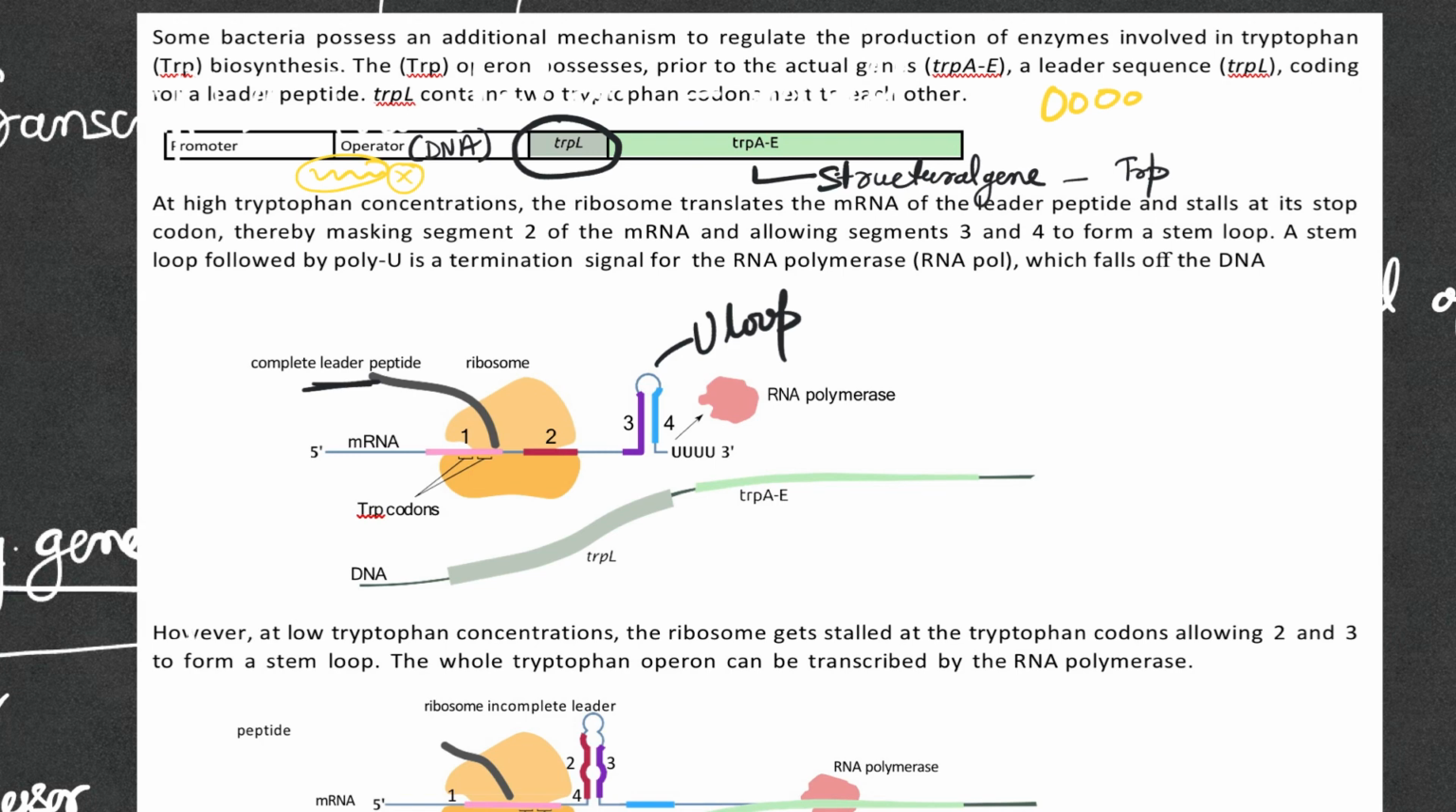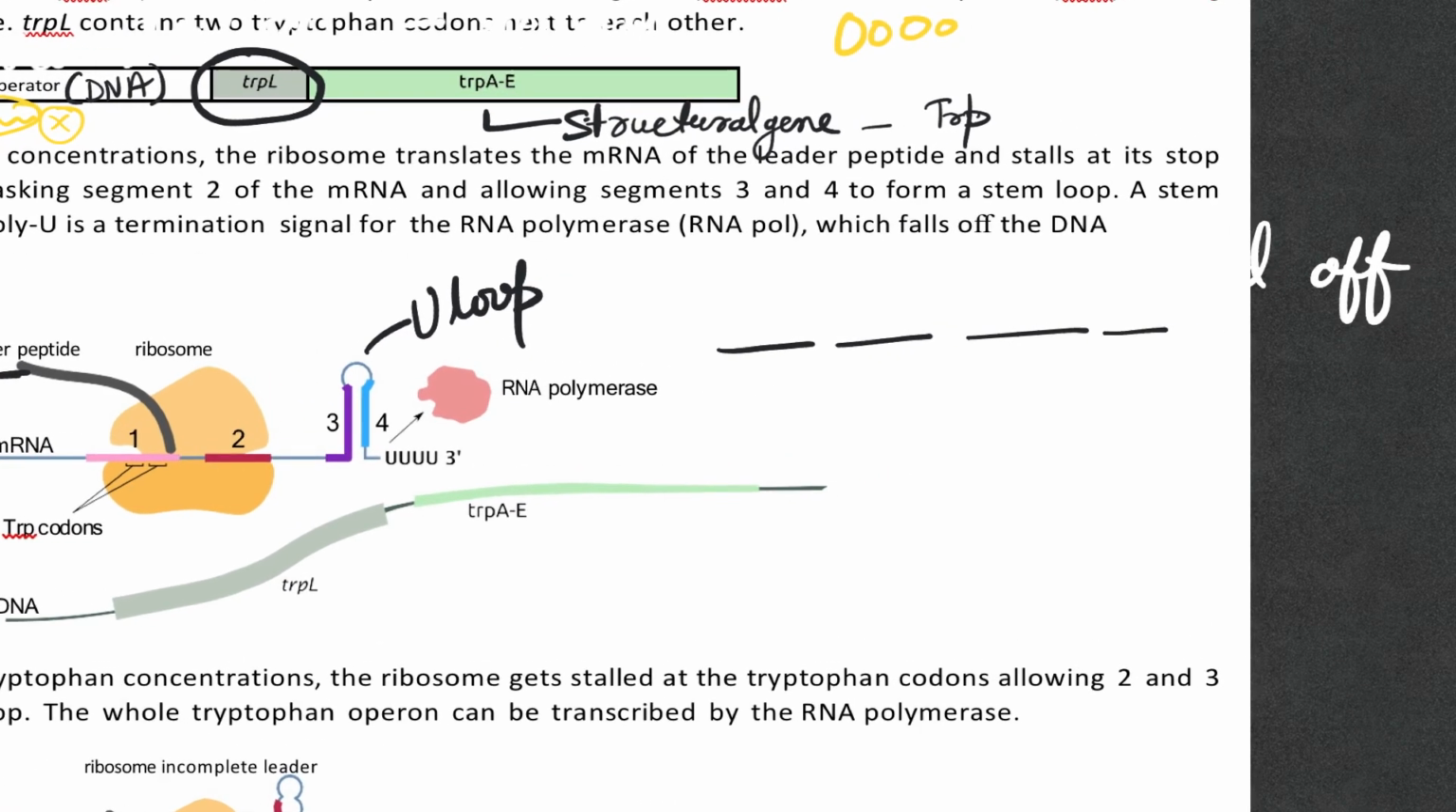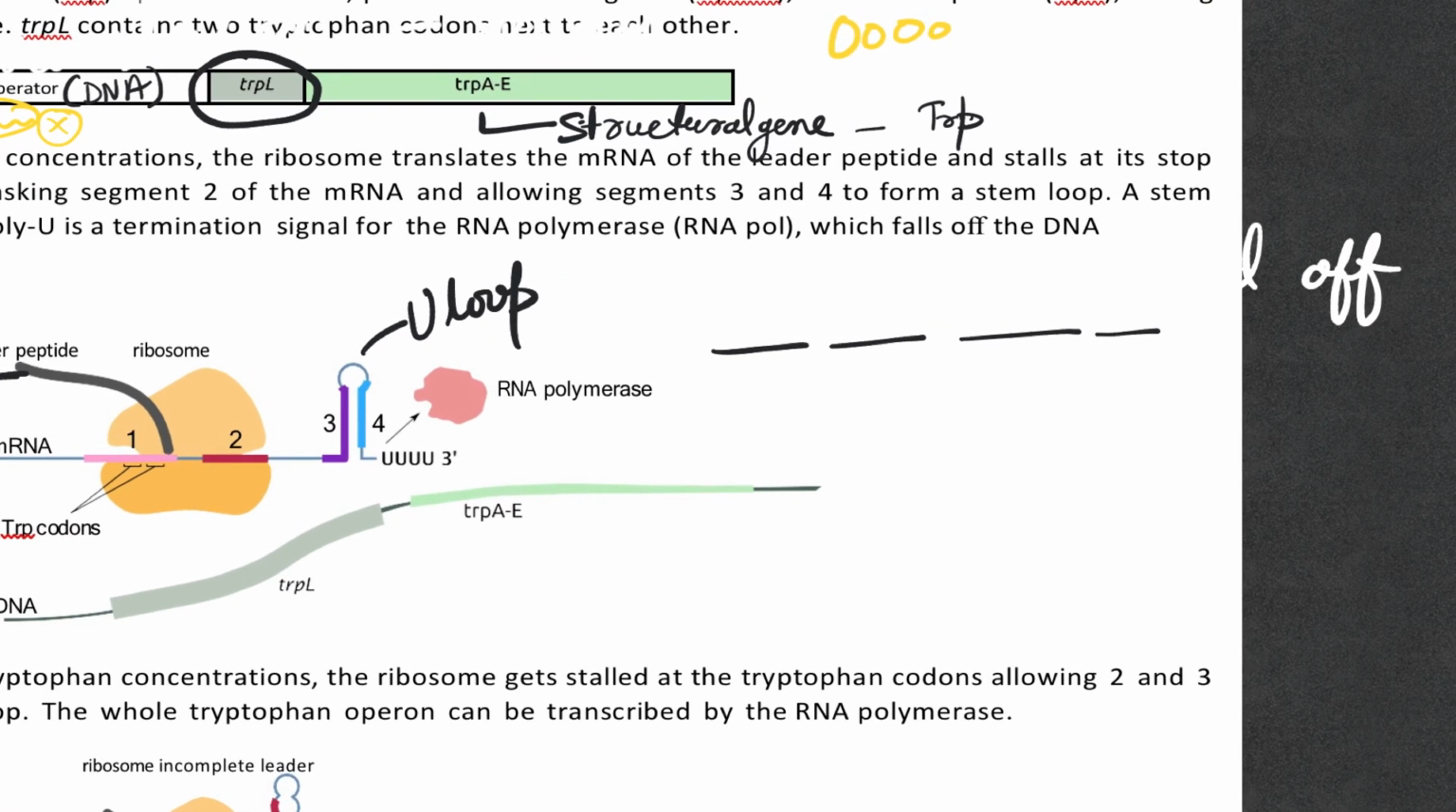Now, at high tryptophan concentrations, logically, we do not want the synthesis to take place. These are 4 segments of the leader sequence. What happens is it can go through several states. So let's name them first: 1, 2, 3, 4. So this is 1.